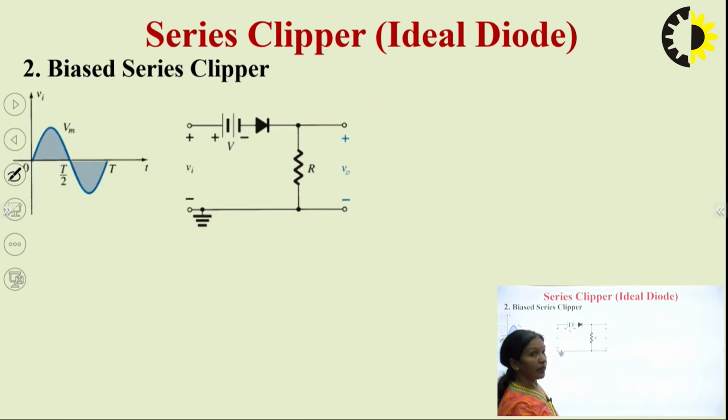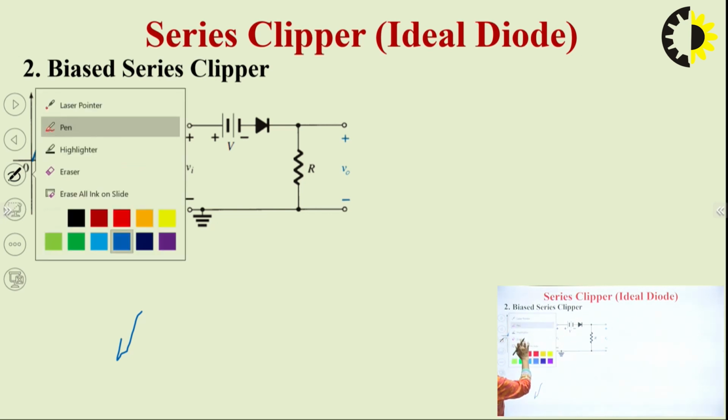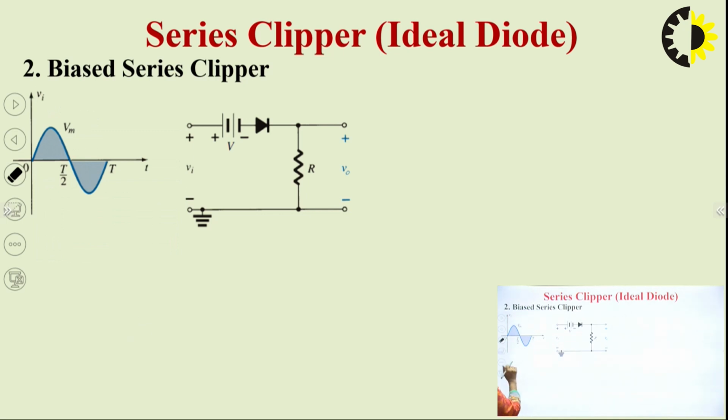Now, coming to the next circuit, we can see that this is your biased series clipper circuit. Here in this case, I can see that your diode is in series with the resistance, together with an additional battery connected. That means it is a biased circuit. So, let us start the analysis.